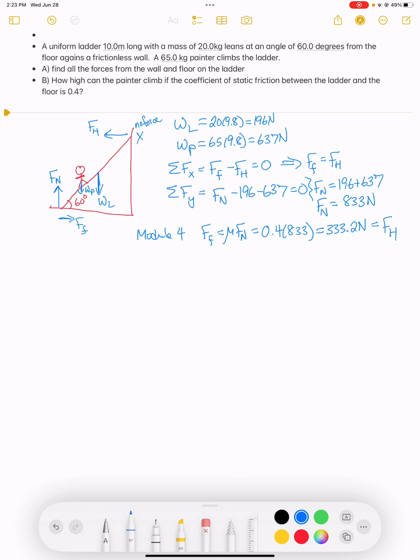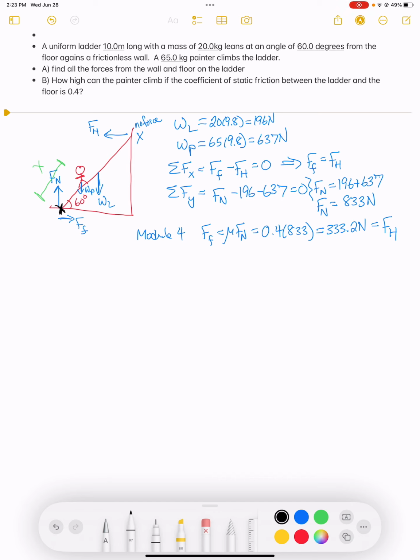So do I need to use the torque equation? Well, yes, I do, because the one thing I don't know is how far up the ladder the painter is. And that's what I've got to find in part B. So I'm going to have to use the torque equations to find the position of the painter. And so I'm going to put my axis always where I have the most forces. So the most forces that I don't know, well, I know all the forces, but the most forces are down at the floor. I've got 2.